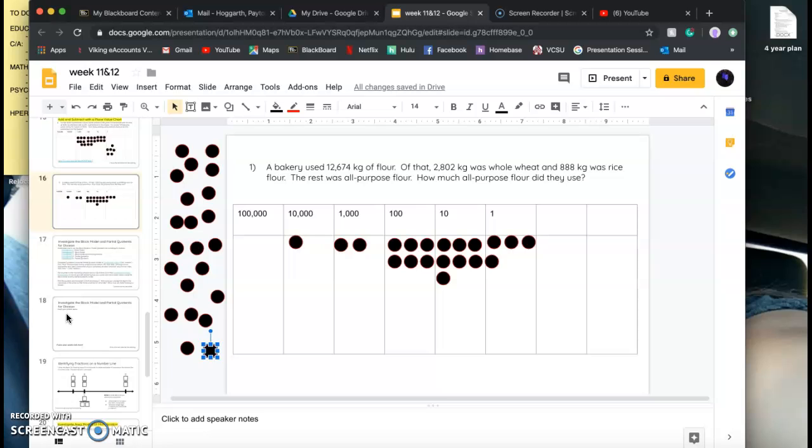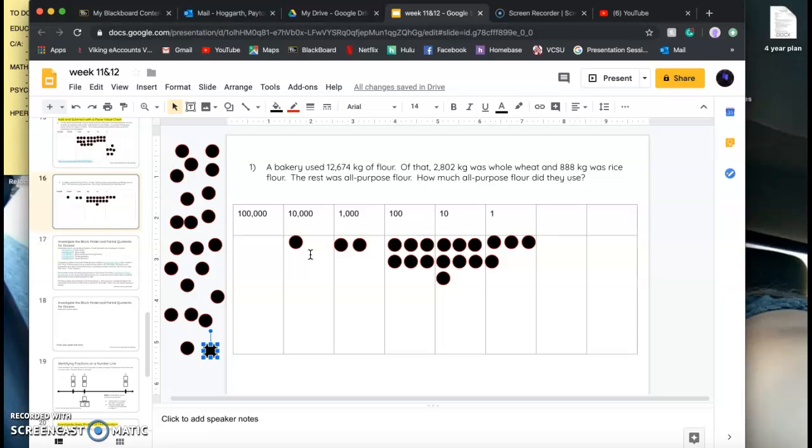Okay, so what I did, I just took the total of all flour. So that's 12,674. So I have 1 10,000s, and then I have 2 1,000s, and then I have 6 100s, 7 10s, and 4 1s. So again, I just used the chart that starts with 100,000s, and then goes to 10,000s, and then goes to 1,000s, then goes to 100s, and then 10s, and then 1s.